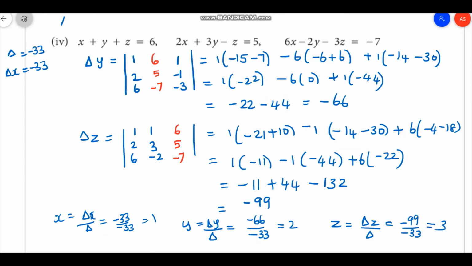Therefore, what is our conclusion? Our conclusion is x is equal to 1, y is equal to 2 and z is equal to 3.